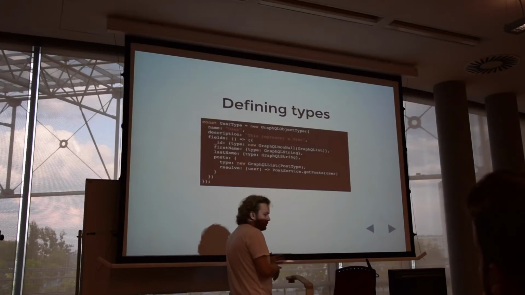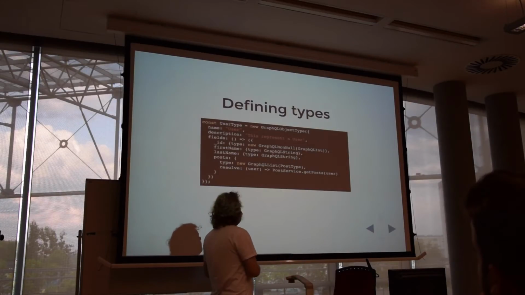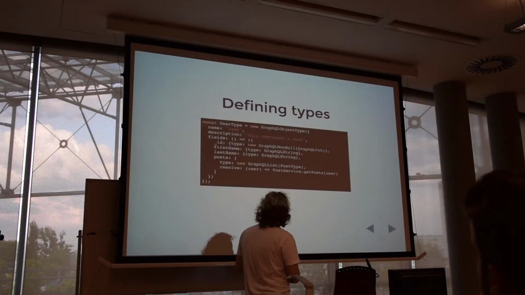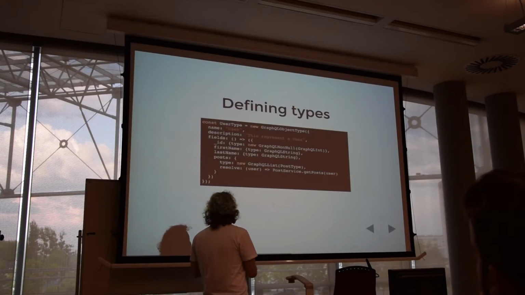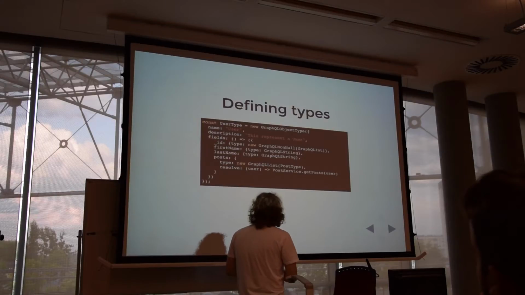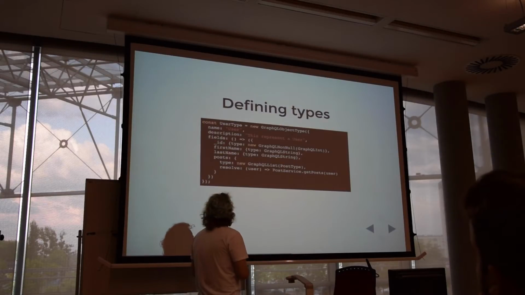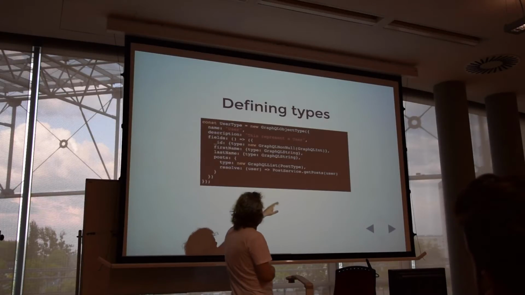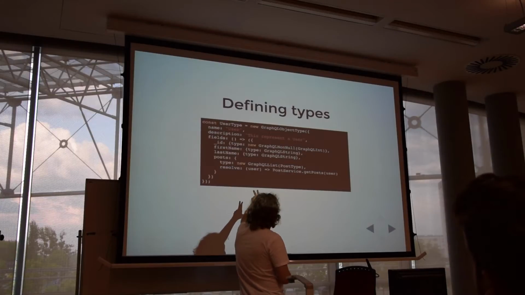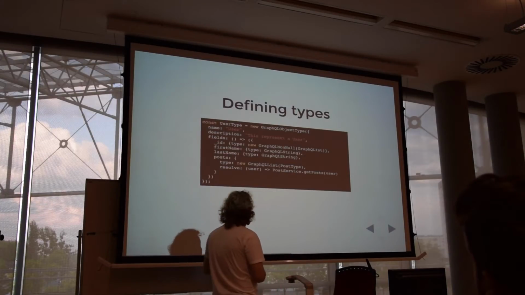Then again, how do I declare the type user? Again, I declare the new GraphQL object type, and I call this user. And again, I can give it some descriptions, and then I declare which fields I want on this user. First, I declare an ID field which is of type int, and I also declare that this field cannot be null, cannot be empty.